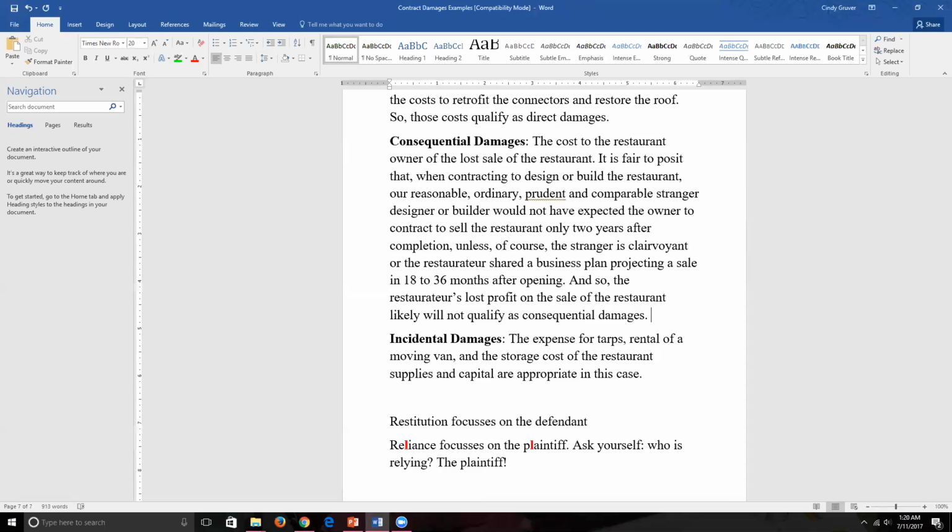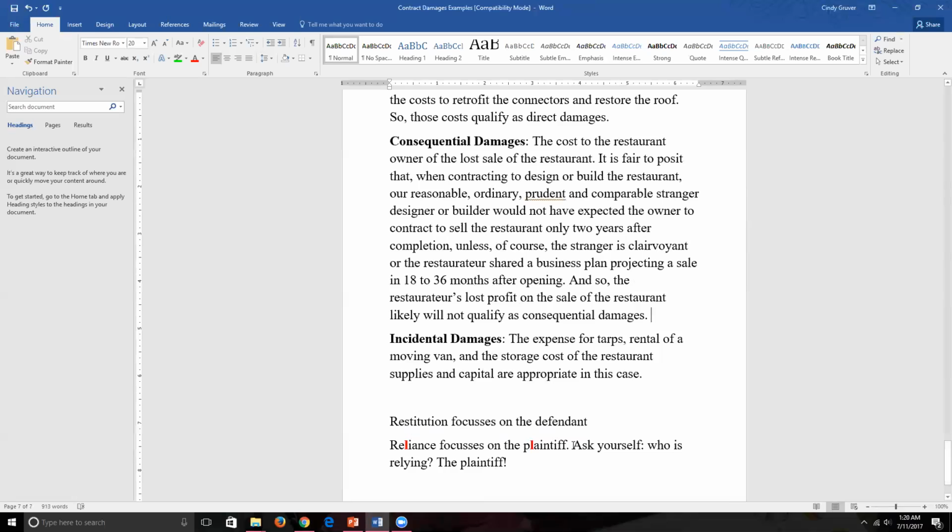We've already talked about this, but again, restitution focuses upon the defendant and reliance focuses upon the plaintiff. I try to come up with mnemonics for these, they're a little bit hard. One mnemonic that you might want to think about is reliance has an L and so does plaintiff, but defendant doesn't have an L, and neither does restitution. So if you're trying to keep reliance straight from restitution, remember the L in reliance and the L in plaintiff.